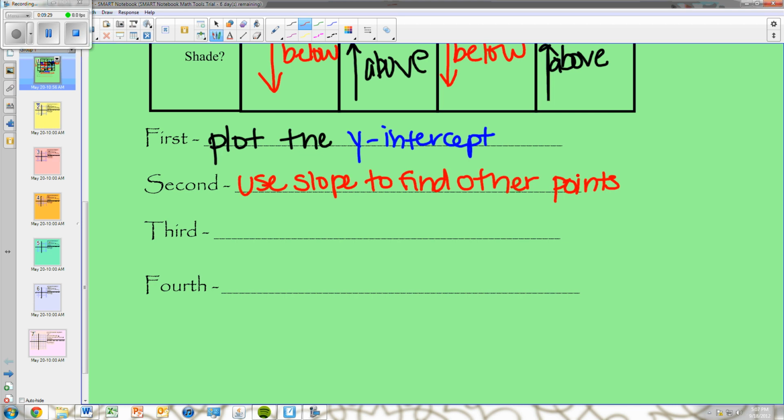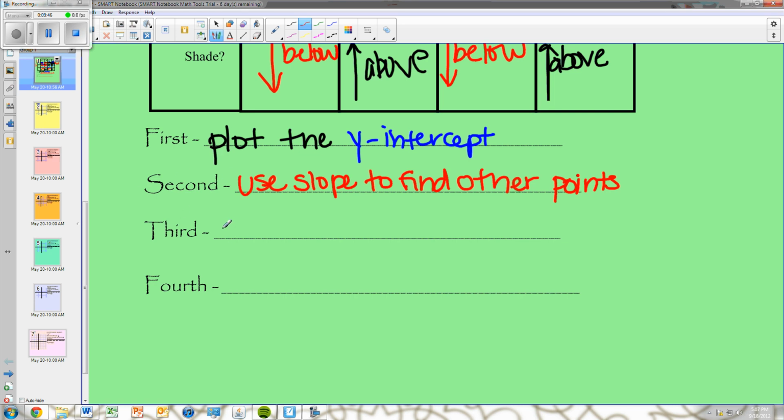If at any point in time, by the way, you feel like I'm going too fast, the good thing is you can hit the pause button and finish writing what you need to write and then hit play again. Okay, the third and the fourth thing are going to be a little bit different for inequalities than they were for equations.